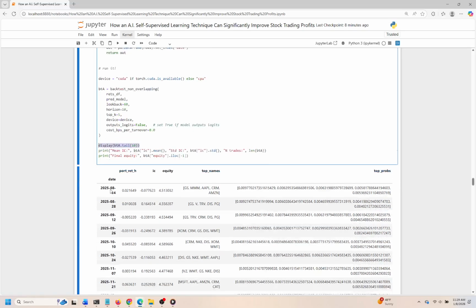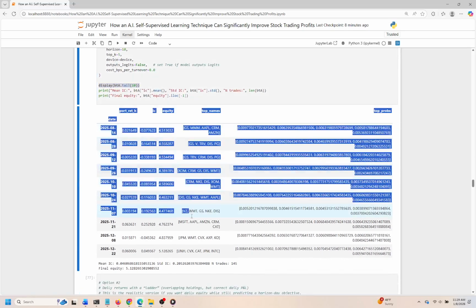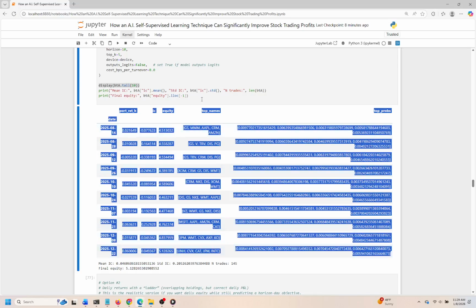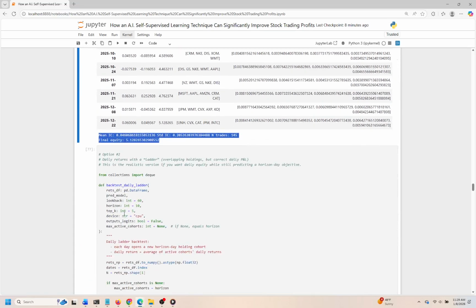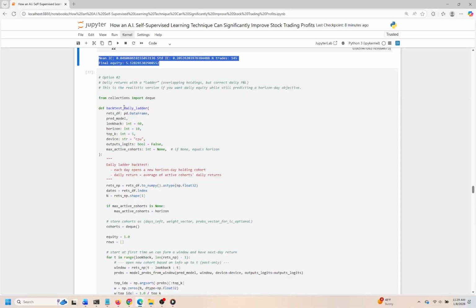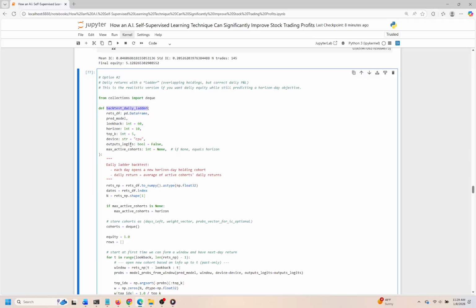results. Cell 17. In this code cell, we're implementing a daily backtesting strategy known as the daily ladder, which offers a nuanced way to manage overlapping holdings while accurately calculating daily profit and loss. This method is particularly valuable for those looking to forecast returns over a specific time horizon while still adapting dynamically to daily market changes. The function begins by setting up several important components, including the look-back period, the desired horizon for predictions, and the number of top assets to consider, providing a comprehensive framework for the backtest.